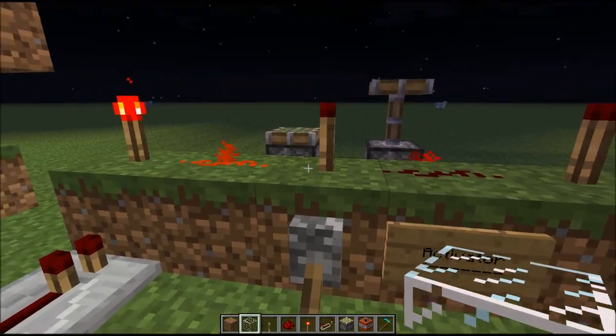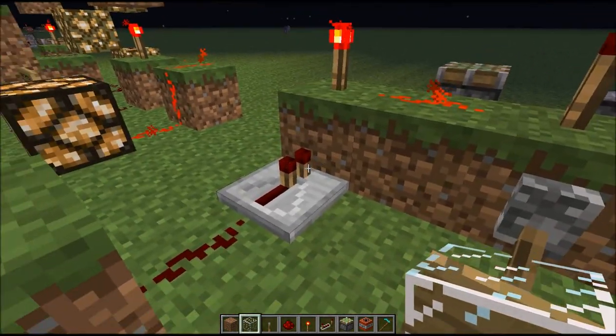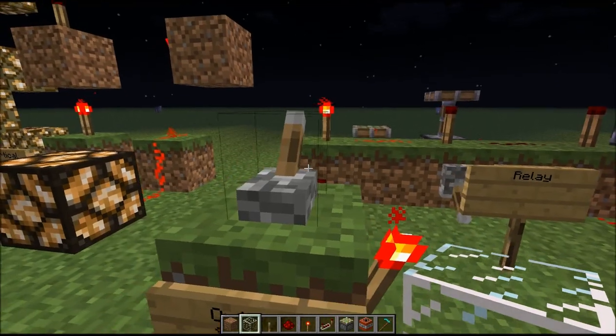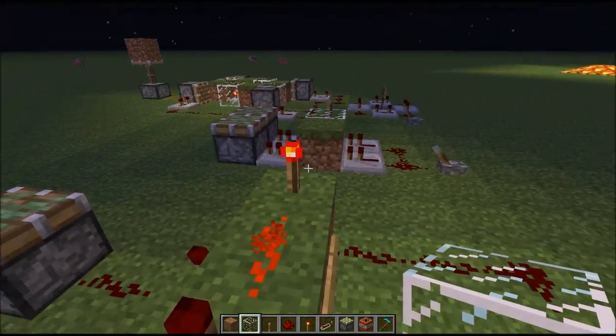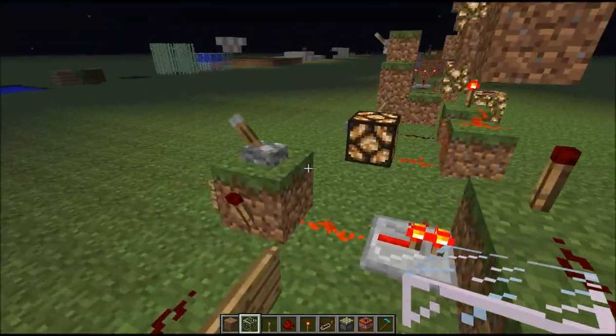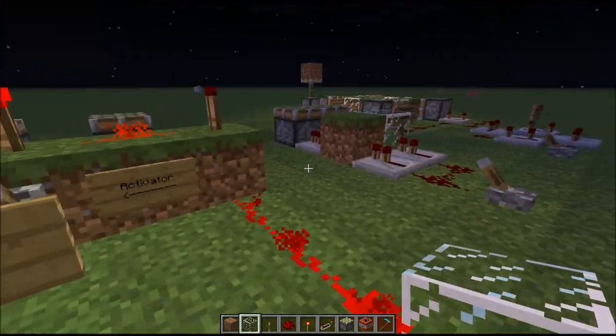So if this is on, then either of these could be on, but because this isn't being powered, this torch is still on. So when I switch this, it switches this light off and this torch on. So that's how the relay works.